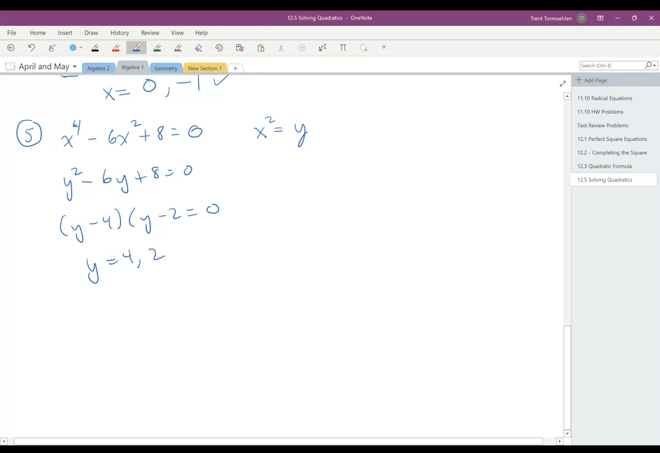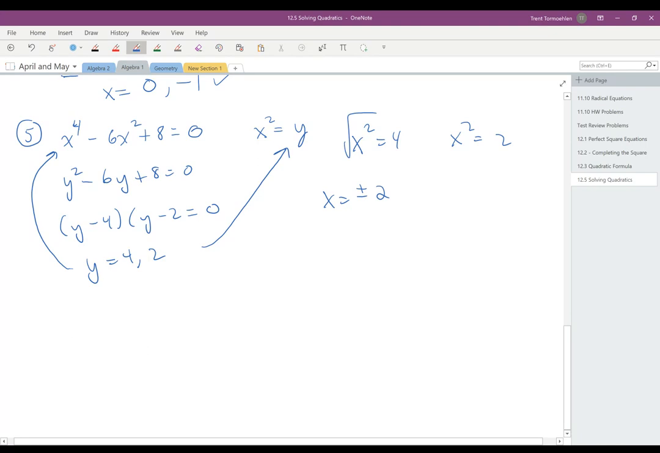Now, that's not the answer. 4 and 2 are not the answer. If you plug 4 and 2 in here, you don't get a solution. Instead, we get that y equals 4 and 2. So that means x squared equals 4 and x squared equals 2. So x is going to equal plus or minus 2.